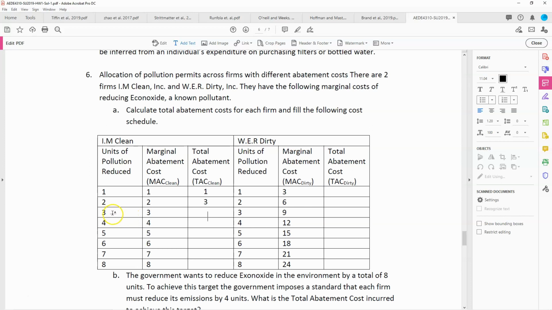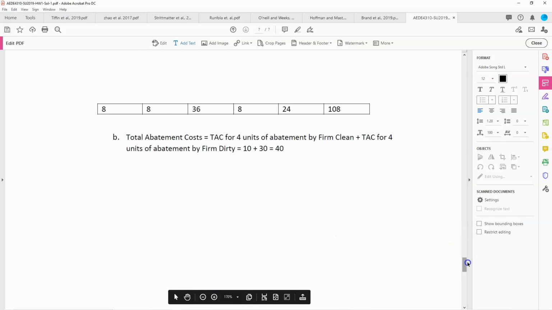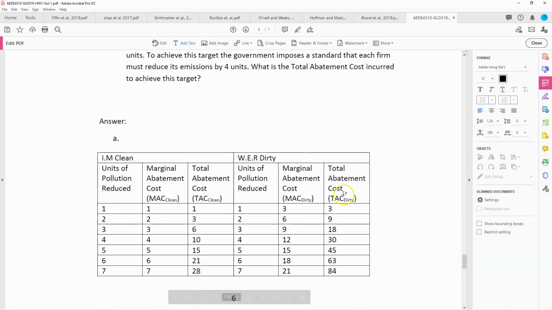And suppose we are going to pollute one more unit, the third one, and the marginal abatement cost for this third unit of pollution is 3, and we already know the total abatement cost for 2 units of pollution is 3, and then the total abatement cost for 3 units of pollution should be 3 plus 3, should be 6. And when we go through this box one by one, we can finish this table for each firm, and this table is the final one that we need for question A.